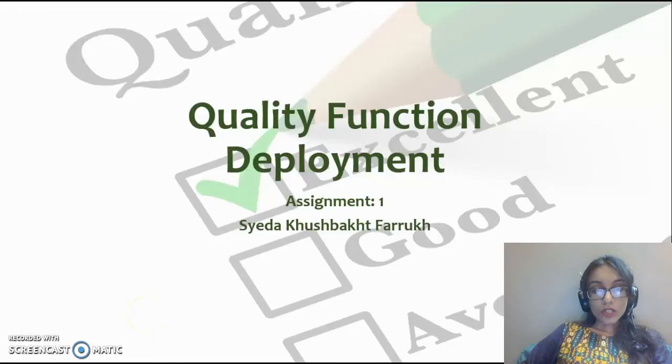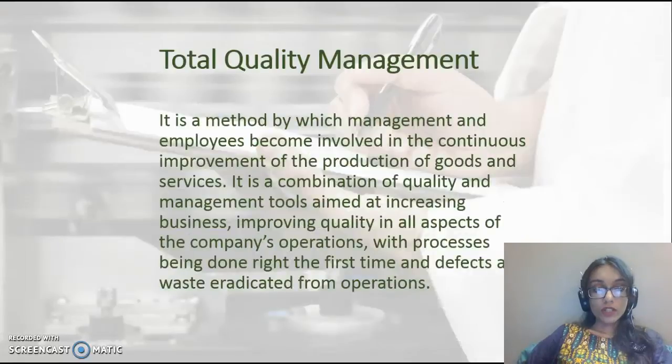Today we're going to talk about quality function deployment in this video. We'll start off by talking a little bit about total quality management.